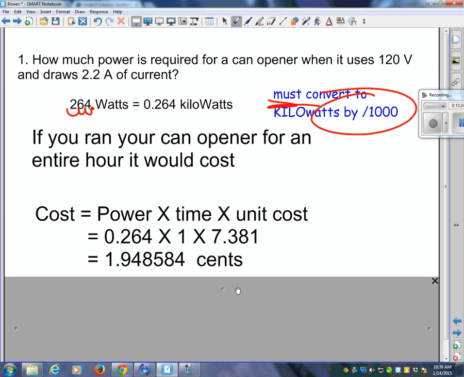We've already done that. That's running your can opener for an entire hour. So yeah, really 2 cents. You can't convert 2 cents? Yes, you can. It would be, oh, what? You're going to cut your dollar into quarters? It's not $2, it's $0.02. 2 cents. Again, for an entire hour. So if you use your can opener for 20 seconds, we're talking practically free.